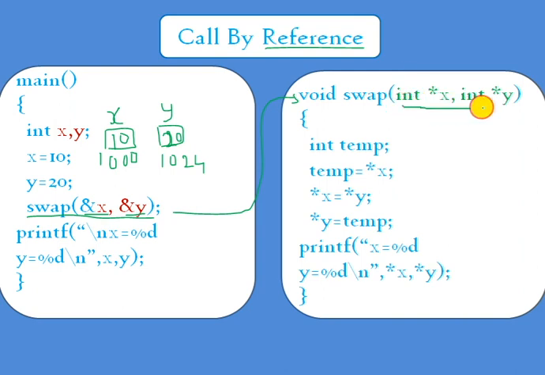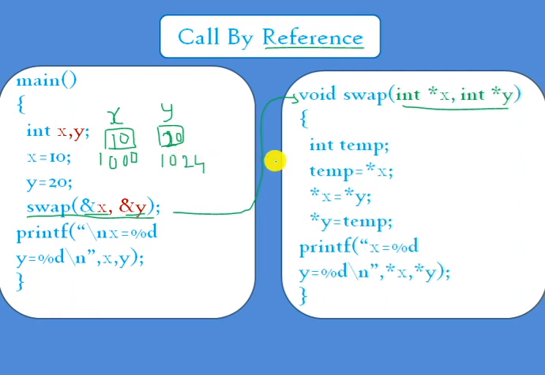Here you observe int star x comma int star y. Why star x? Because you need to accept the addresses. We need to store the addresses. For storing an address we need a pointer variable. Because here x, y are integer variables, that means ampersand x means integer address, ampersand y means integer address. So you need an integer pointer variable for storing an integer variable address, and also one more integer pointer variable to store another integer address. So asterisk x stores the address of x, asterisk y stores the address of y.